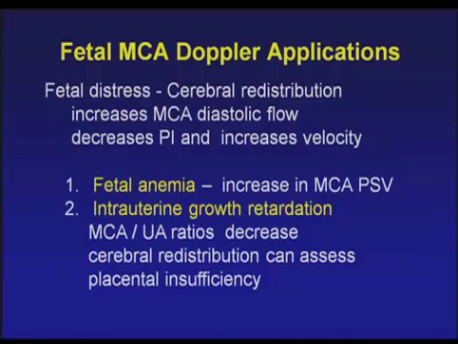Looking at the MCA, one can assess fetal anemia with an increase in peak systolic velocity, and assess for intrauterine growth retardation by looking at cerebroplacental ratios, which decrease when there is cerebral redistribution.